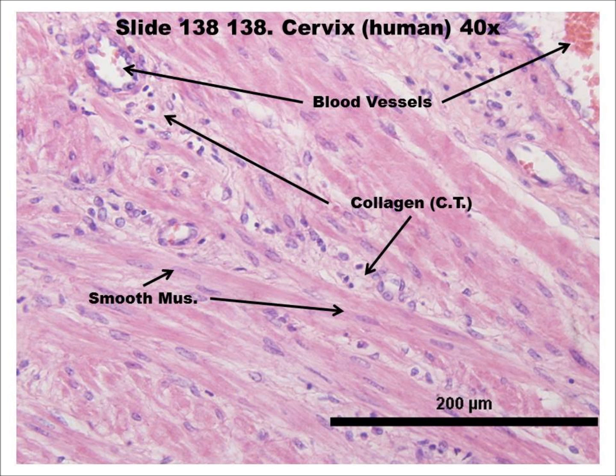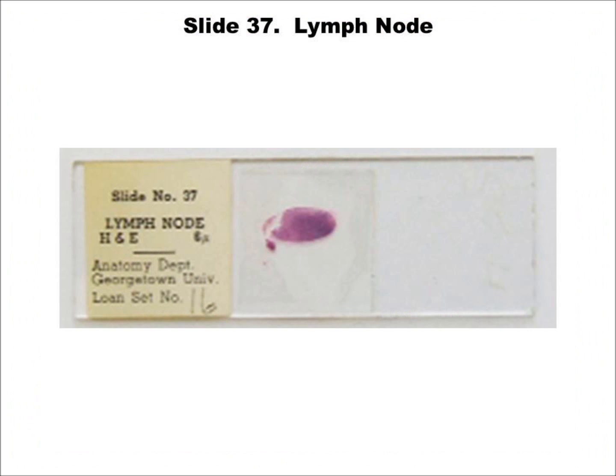This is a high magnification view of an anterior region of the section, which contains a mixture of smooth muscle and collagenous connective tissue. Again, as compared to the collagenous connective tissue, the smooth muscle is darker staining and the nuclei are more elongated. The final slide I ask you to examine is slide 37 of a lymph node. Without any magnification, you can see that the slide contains a single piece and is relatively basophilic or blue.